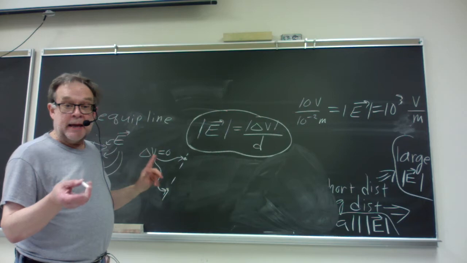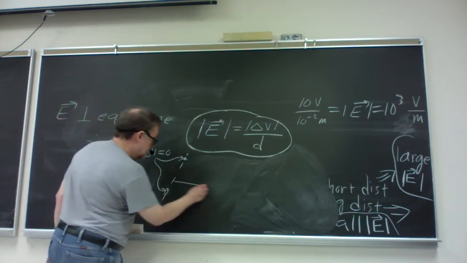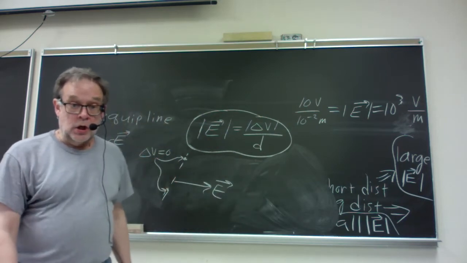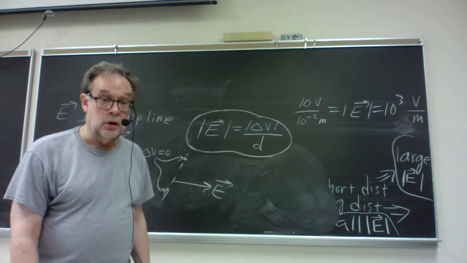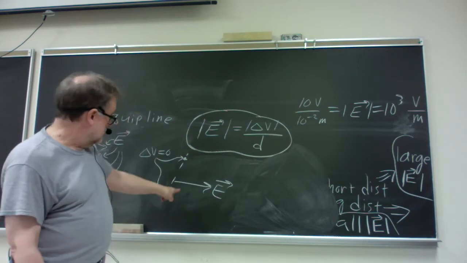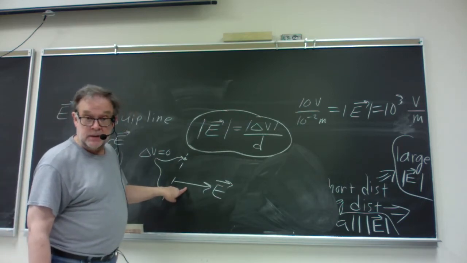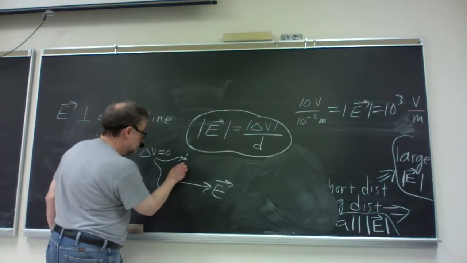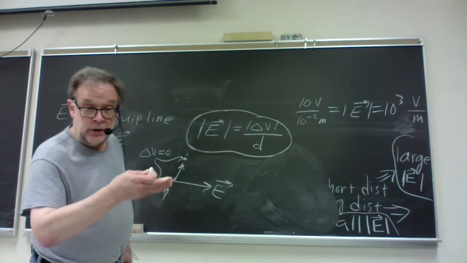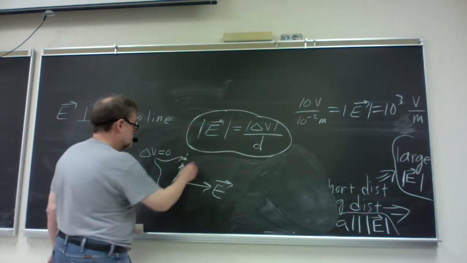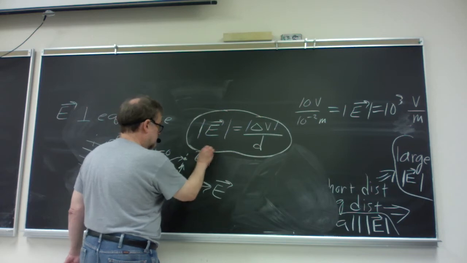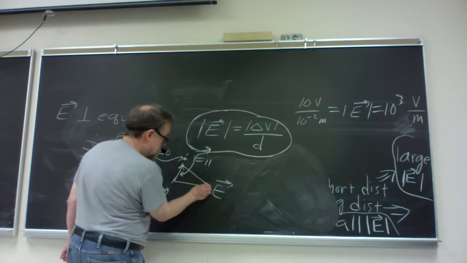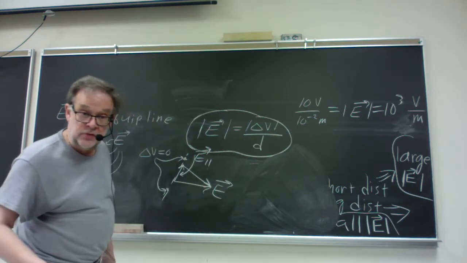which means you can't have an electric field like this. An electric field like this would have a component along the equipotential line. You could divide up this electric field vector into a component that's parallel to the equipotential line, call it E parallel, and then a component that's perpendicular to the line.